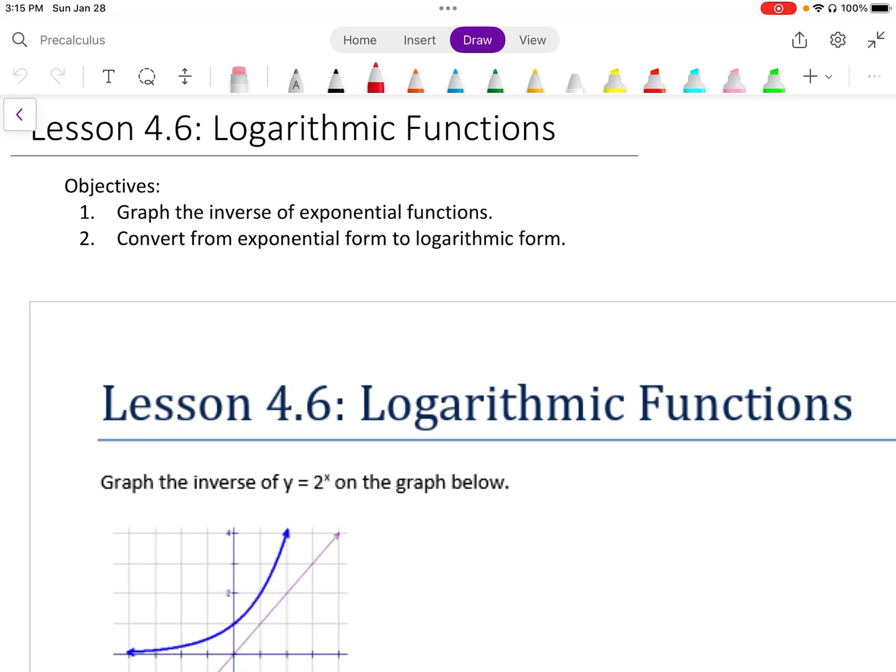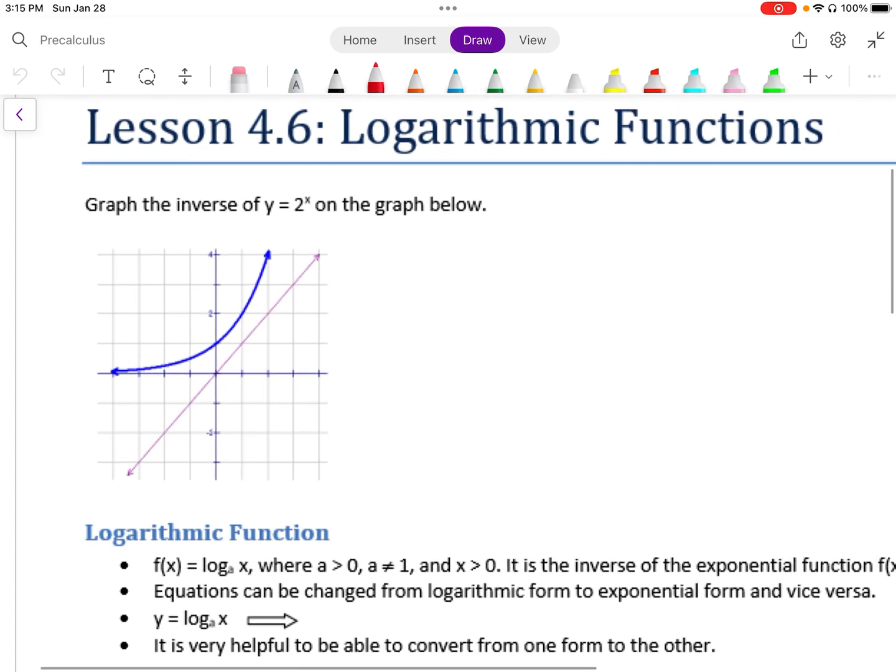As we continue with Chapter 4 about inverse functions, we will be looking at Lesson 4.6, which is logarithmic functions, which we will find are the inverse of exponential functions. So our objectives for today are to graph the inverse of exponential functions, which again will be logarithmic functions, and to convert between forms. So we will jump right in.